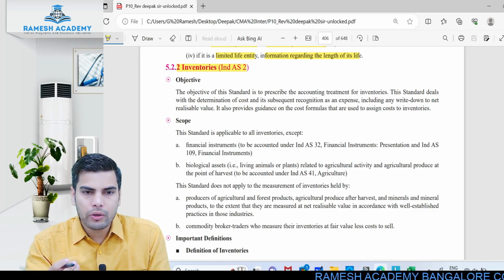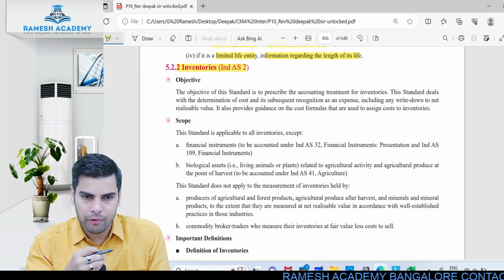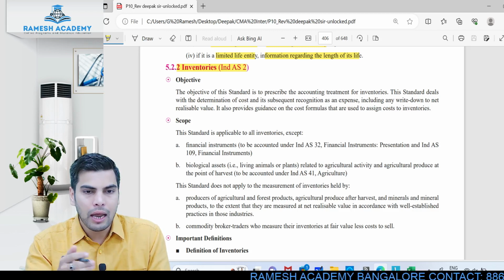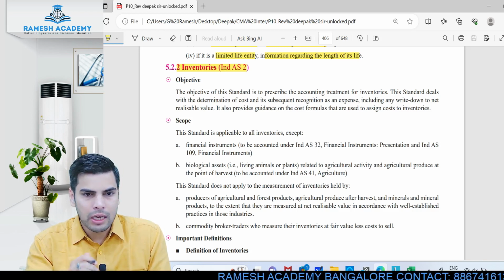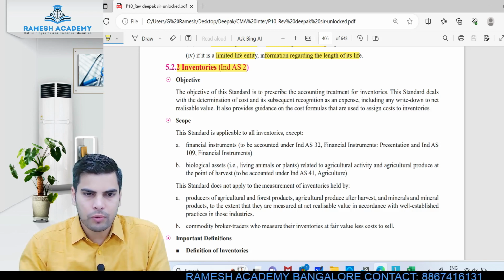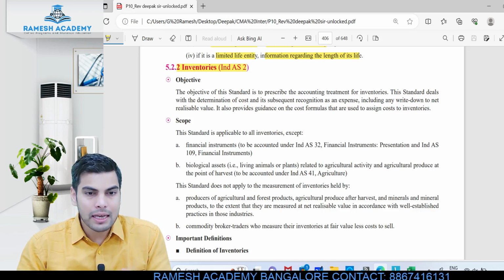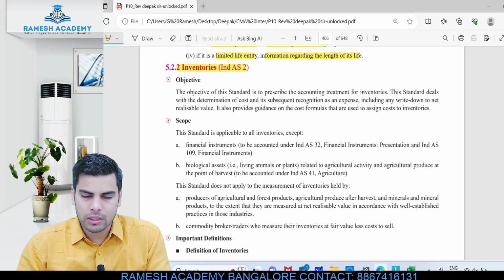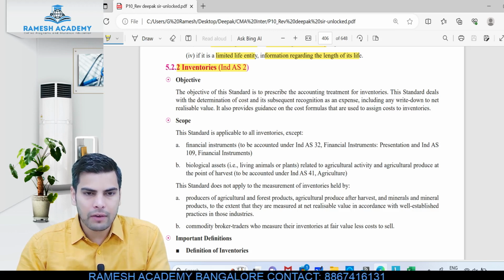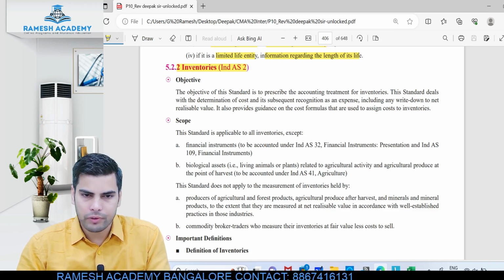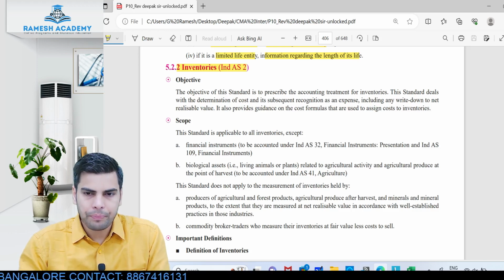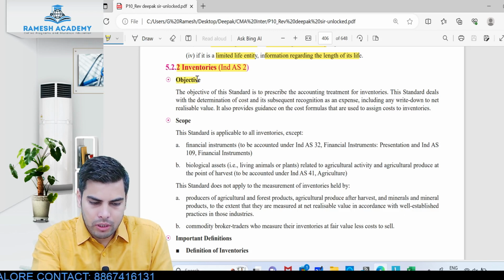Now how are we going to account for this particular inventory? When it comes to valuation, at what value are we supposed to show the inventory in our financial statement? That is what we'll be learning. Along with that, is there any additional disclosure which we are supposed to make while giving effect for this particular inventory in your financial statement? Even that we'll be learning today. All right.